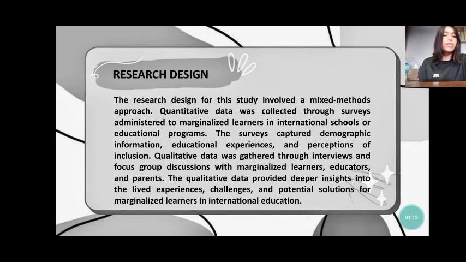Next is the research design. The research design for this study involved a mixed methods approach. Quantitative data was collected through surveys administered to marginalized learners in international schools for educational programs. The surveys captured demographic information, educational experiences, and perceptions of inclusion.